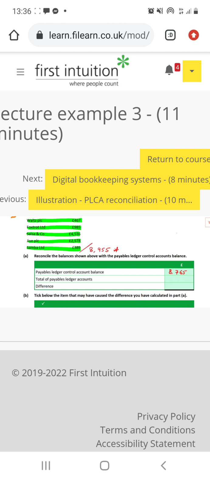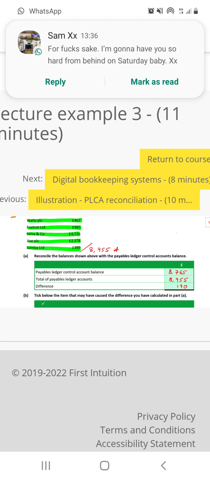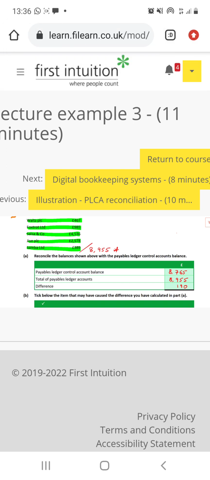If I look at the control account in the nominal ledger, it just tells me, yep, in total, you owe your suppliers 8765. If I then look at the actual payable ledger accounts and look at each individual supplier and total that lot up, then that comes to 8955. They don't agree, obviously, so we now have a difference of £190, which we've got to solve and try and sort out what that is. Okay? So, that bit, not too bad, hopefully.